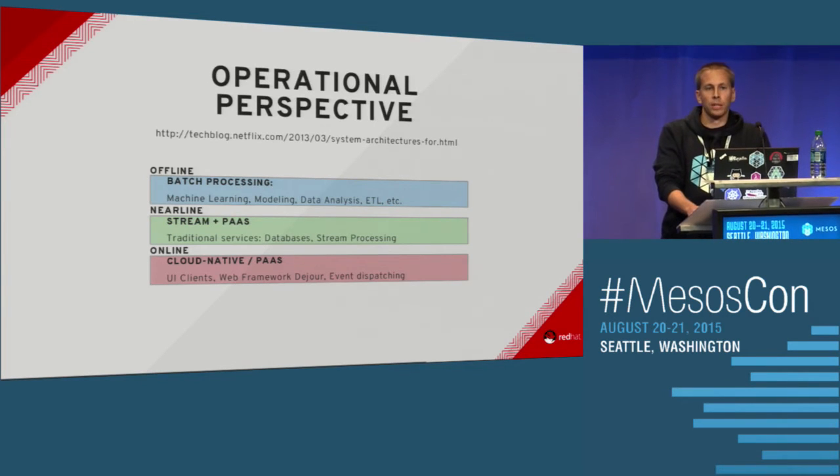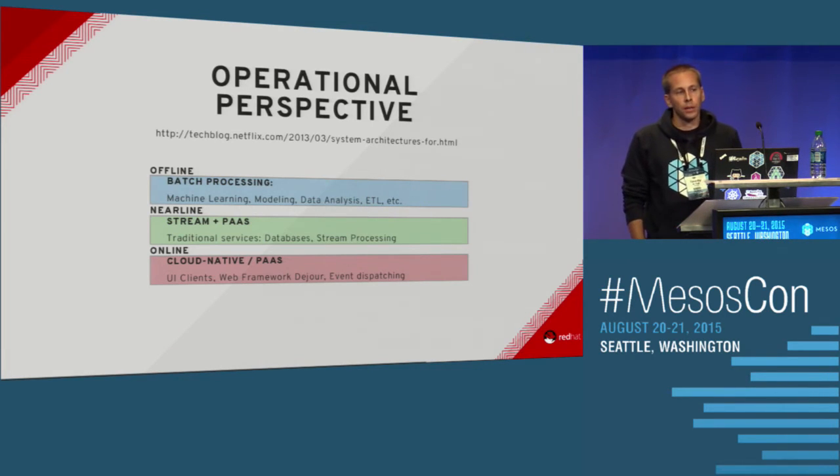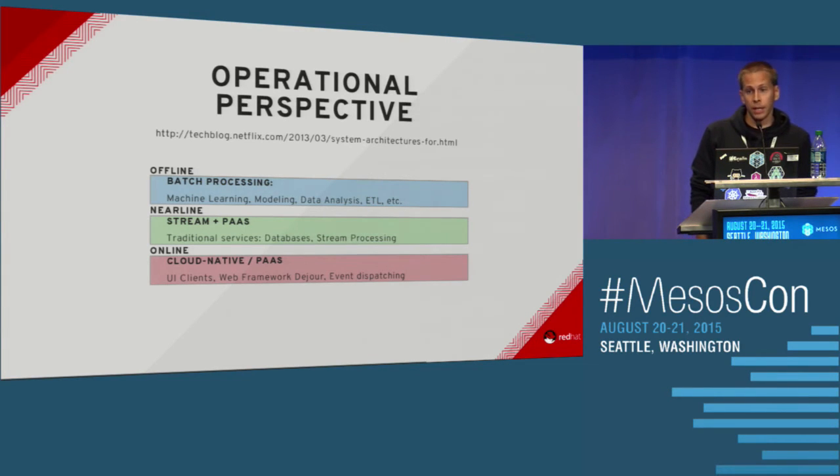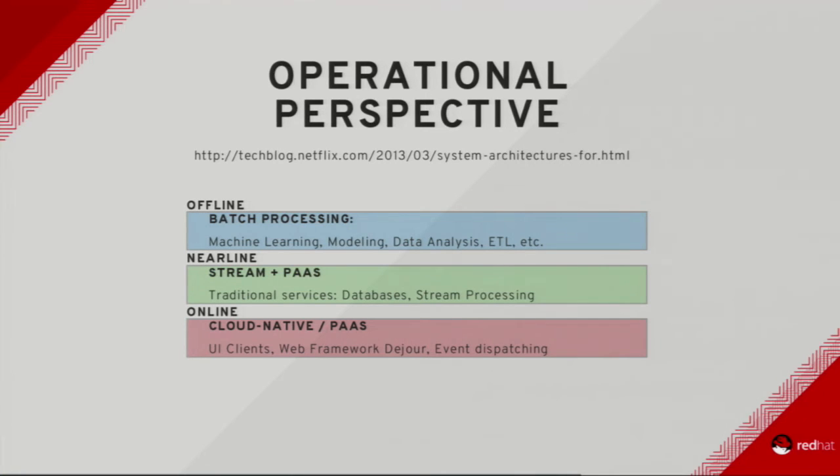So if I take that statement and I give it an operational perspective, right, what does this kind of mean for a lot of folks, right? Not all folks. So Netflix created a great system architecture around sort of how to do a recommendations engine, right? If you break it down, there were three separate sections, right? One of those sections was offline. Offline was doing a lot of batch processing, where you're doing machine learning algorithms, modeling, data analysis, ETL, et cetera. Then there's nearline, which is you're doing a lot of stream processing, and that's where your traditional services live, like databases, right? Then you have your online, which is a lot of your cloud native, as well as your PaaS type of applications, your UI clients, your web framework du jour, event dispatching.